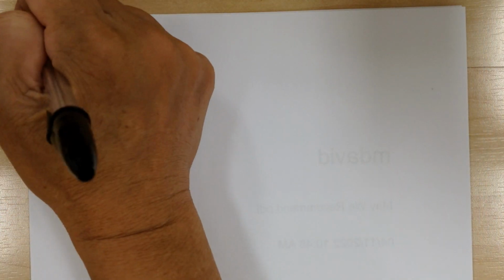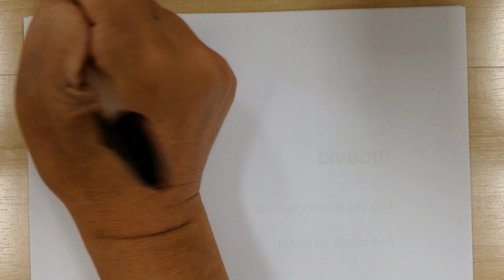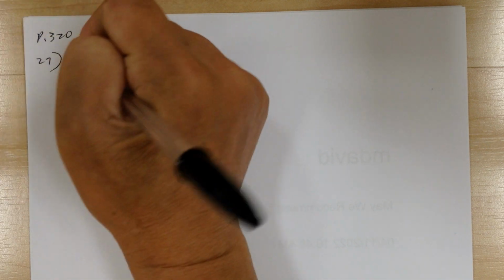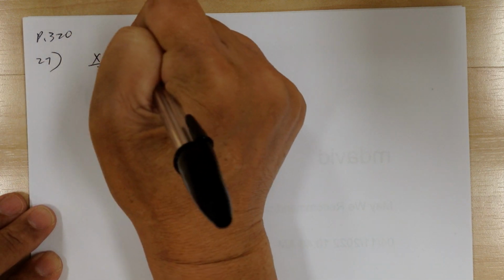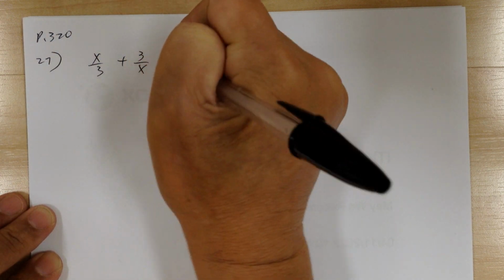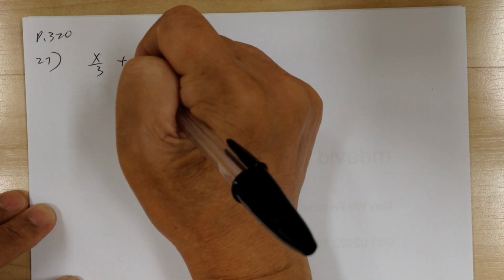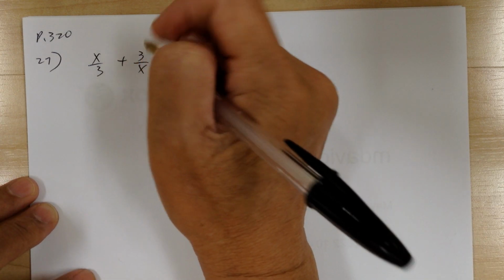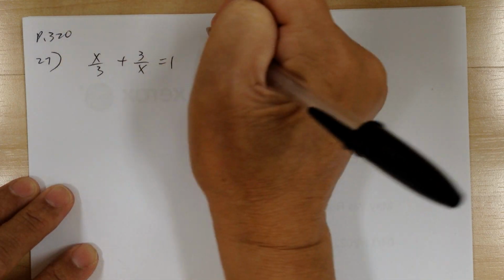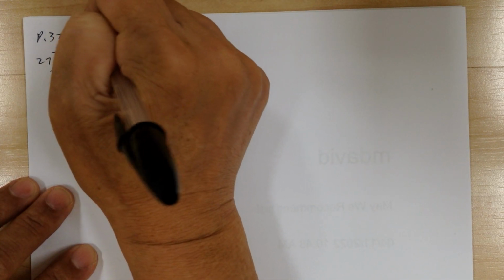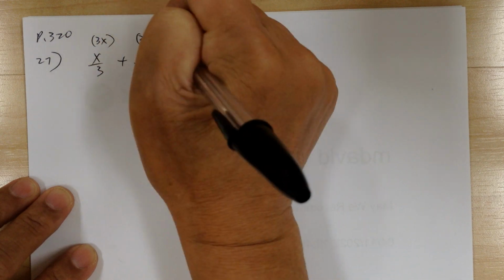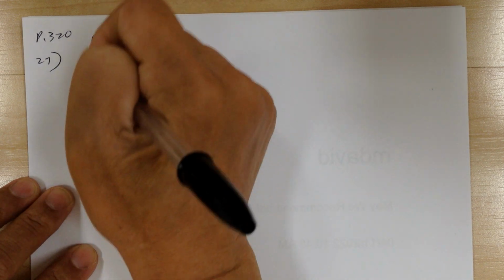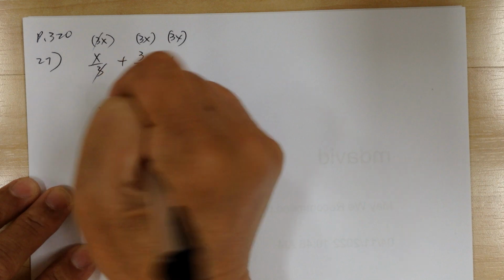Okay, let's go to the next one. Number 27. You have x over 3 plus 3 over x equal to 1. You have fractions, so let's multiply by the LCD to get rid of fractions. The LCD is 3x, so multiply by 3x. The 3 will cancel out, so we get x squared.